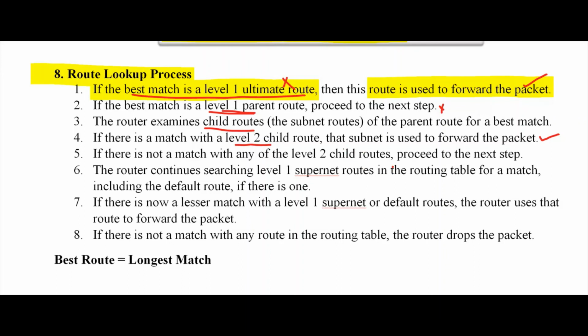Then finally, if I don't have any routes, there is nothing available. I don't have ultimate, I don't have parent, I don't have child 1, child 2, level 1, nothing is available for me. What can I do? Go for the default route. Finally, if there are no routes available, we have to use the default route.